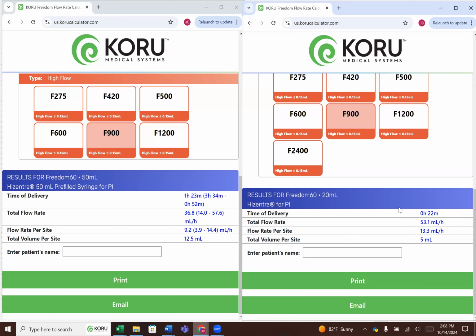And that's it. By following these steps, you can ensure a smooth transition for your patients to Hizentra PFS and maintain their therapy goals effectively.